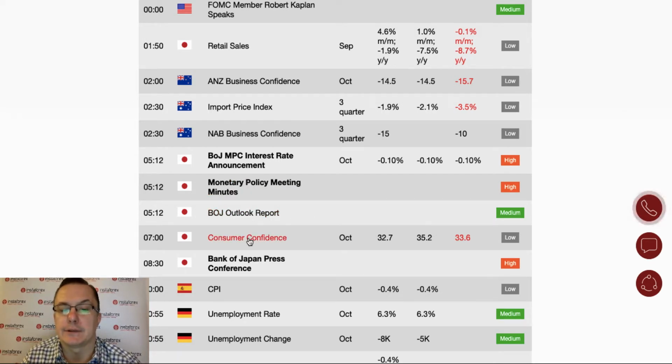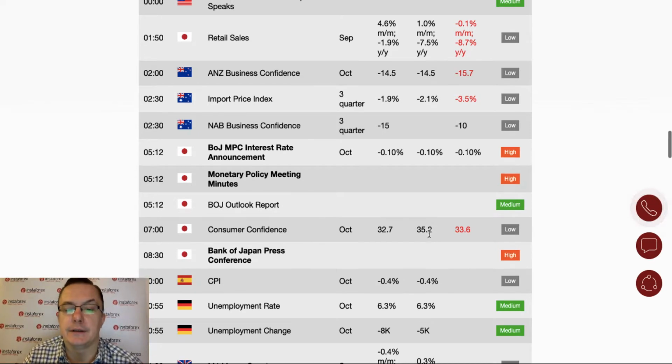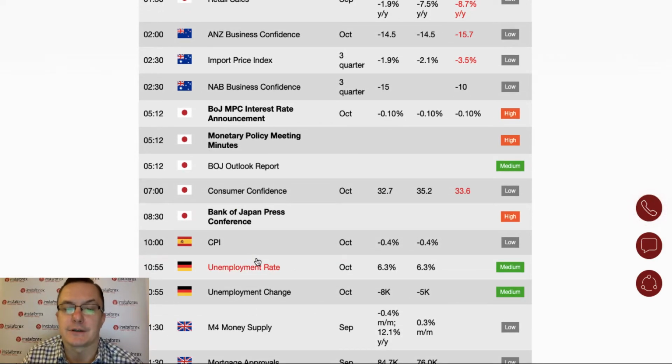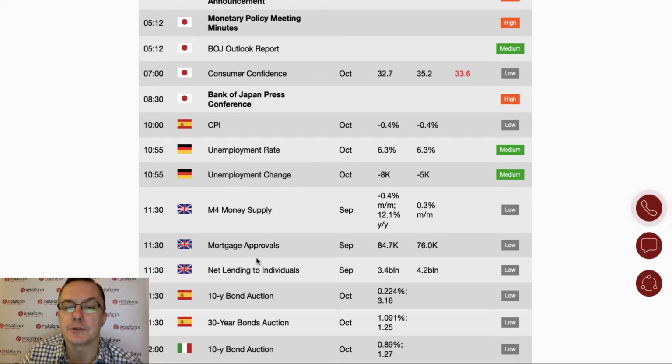Then at 7 o'clock the consumer confidence had been released as well. As you can see, it improved a little bit, but not as much as expected. Right now there is a Bank of Japan press conference ongoing, so there might be some interesting price action on the yen pairs, and I think we should concentrate on the yen pairs in today's analysis.